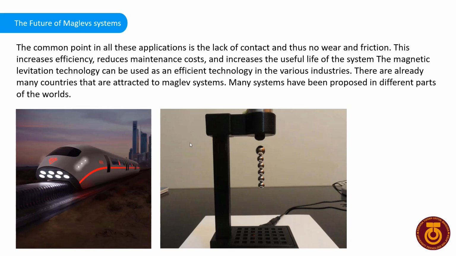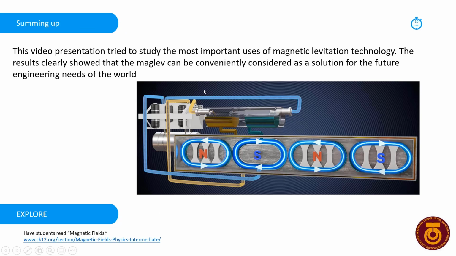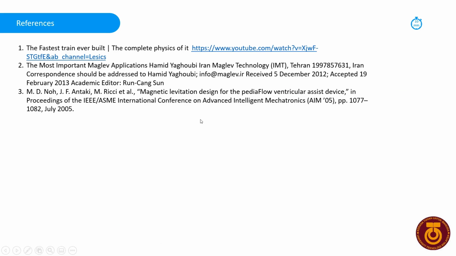Magnetic levitation technology can be used as an efficient technology in various industries. There are already many countries that are attracted to maglev systems. Many systems have been proposed in different parts of the world. To sum up everything, this video presentation tried to study the most important uses of magnetic levitation technology. The results clearly showed that maglev can be considered as a solution for the future engineering needs of the world.